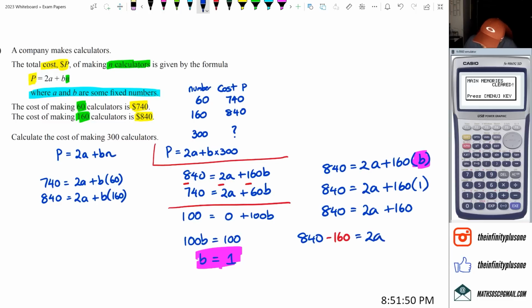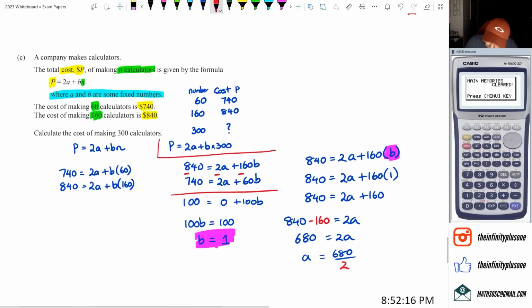equals 2A. 840 take away 160, what is that? 84 take away 16. Come on, you can do this. 78? No. What am I doing? 68. So 680 equals 2A, which means A is equal to 680 divided by 2, which gives me A is equal to 340.